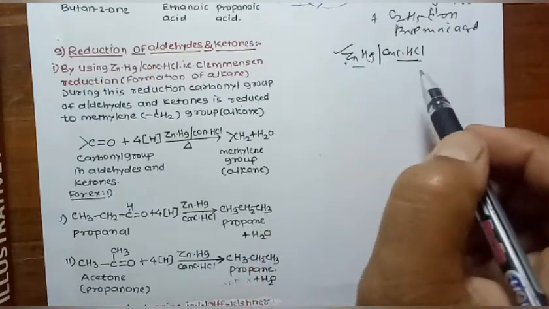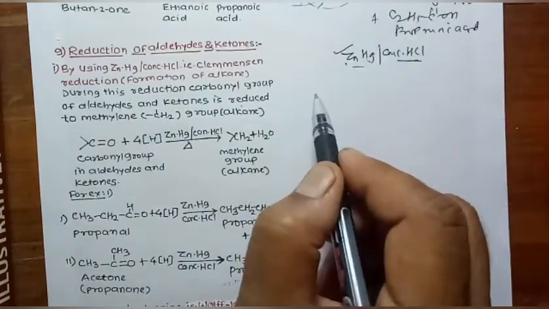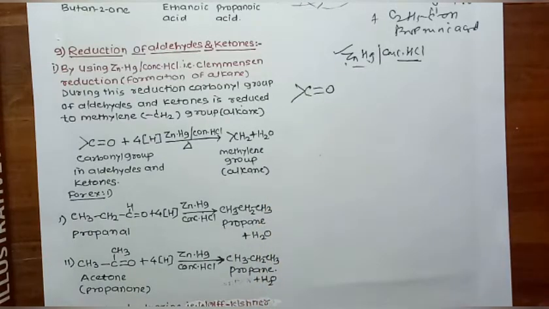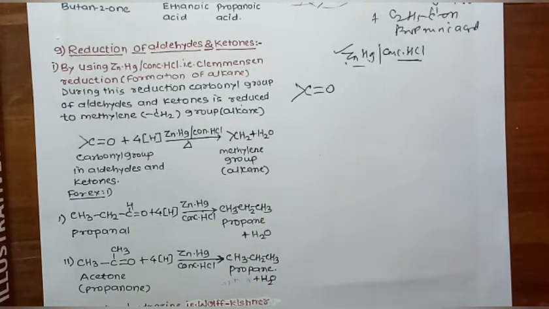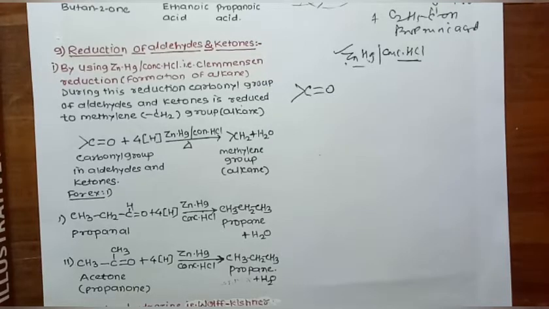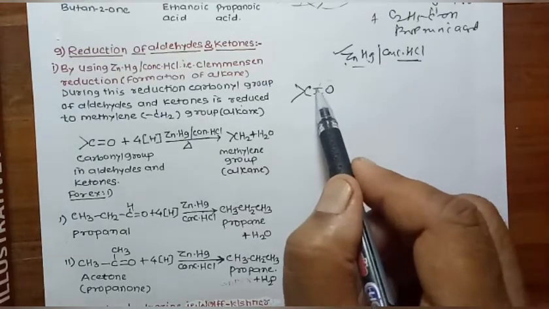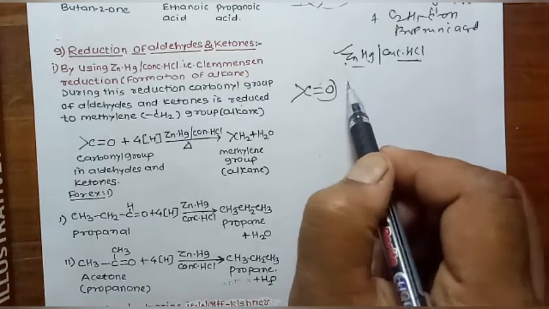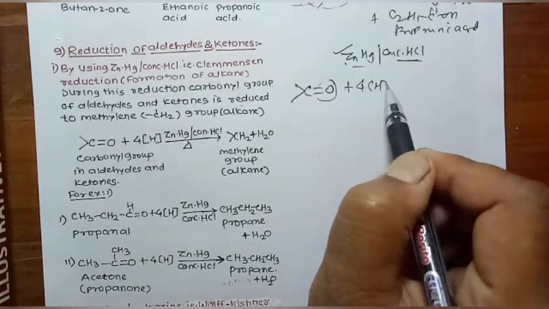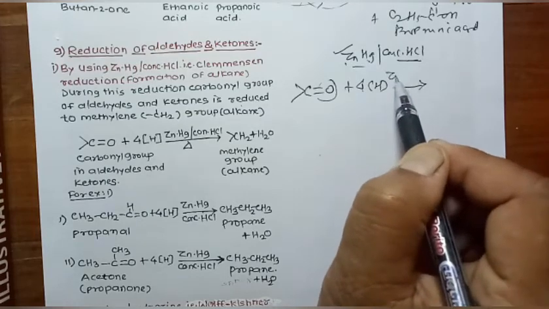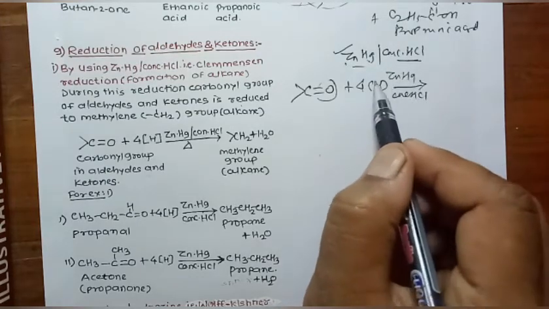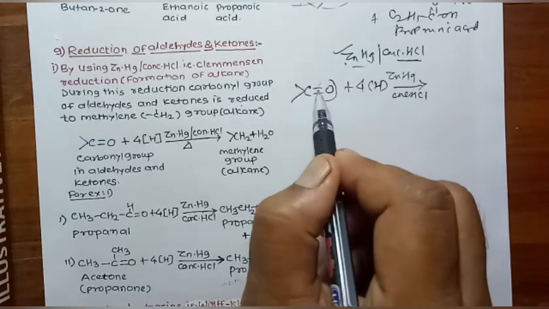The peculiarity of the Clemmensen reduction is that in both these reductions, the Clemmensen reduction and the Wolff-Kishner reduction, the C double bond O group is converted into CH2, meaning hydrocarbons. The C double bond O group plus 4 hydrogen atoms will be required here in the presence of Zn-Hg and concentrated HCl.